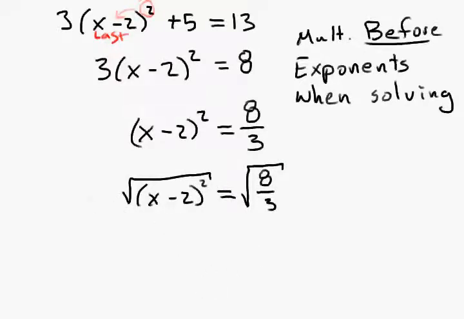Square root, this radical and the exponent cancel out, and we're left with x minus 2 on our left hand side, and that's equal to plus or minus the square root of 8 divided by 3.